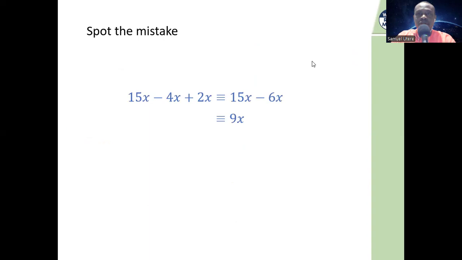All right, here is something for you to think about. Can you spot the mistake?